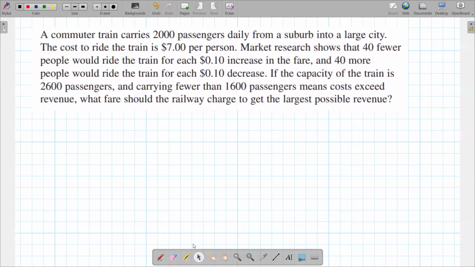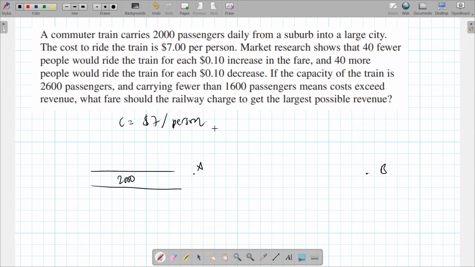Anyways, let's look at this question. There's a train. Capacity is 2,000 people. And it brings you from, let's say, point A to point B somewhere. Small city, large city. The cost to ride the train is $7 per person. So we're given a cost, $7 per person.